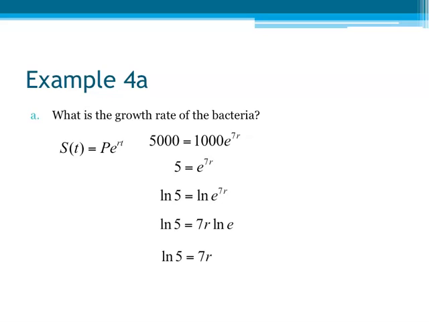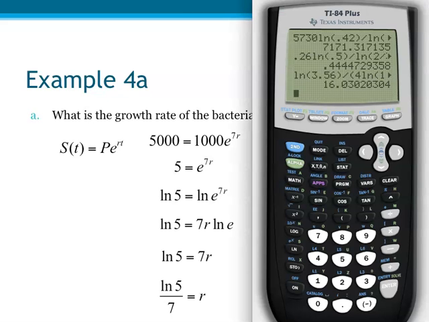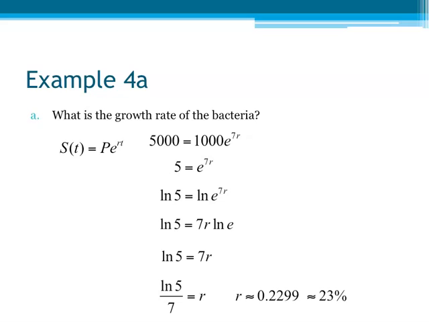Okay, we get r by itself, so this is ln of 5 divided by 7. Make sure when you put this into the calculator that you close the parentheses on ln of 5 before you divide by 7. And it looks like the rate is about 0.2299. So that is about 23%. Now that's part A. What's part B? When will the population reach 1 billion?